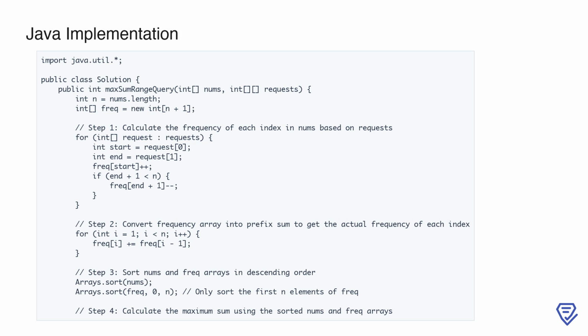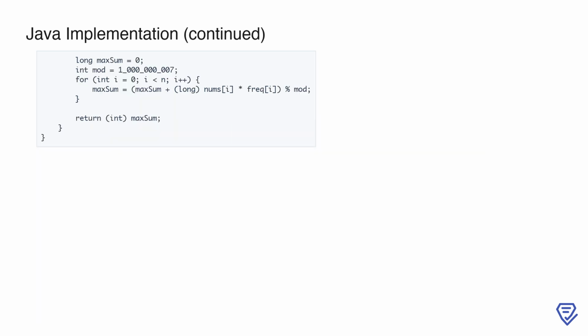Finally, we sort the nums array in ascending order and sort the relevant portion of the frequency array, which is the first n elements, in ascending order as well. This prepares us to calculate the maximum sum in the next step. Now that both nums and frequency arrays are sorted, we can calculate the maximum sum. We initialize a variable, maxSum, to 0, and a constant, mod, to handle large numbers and ensure the result fits within the constraints of the problem.